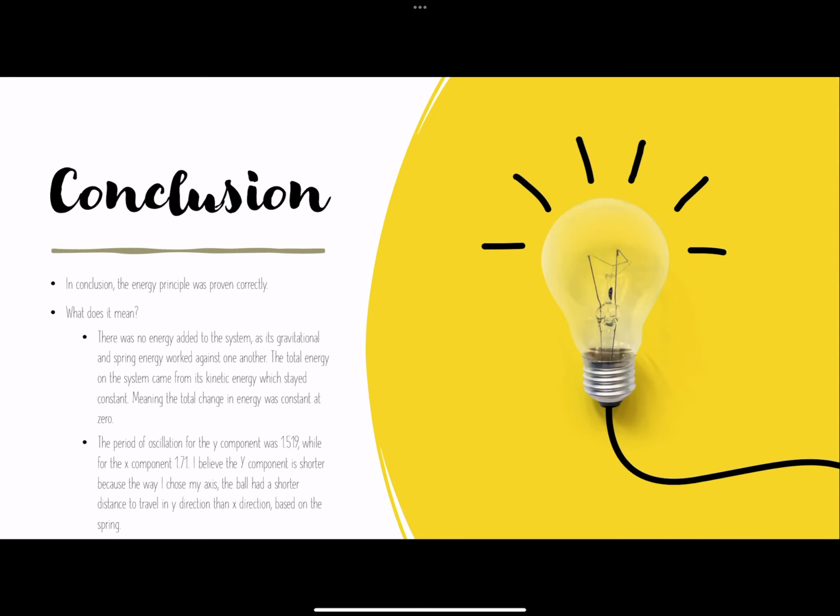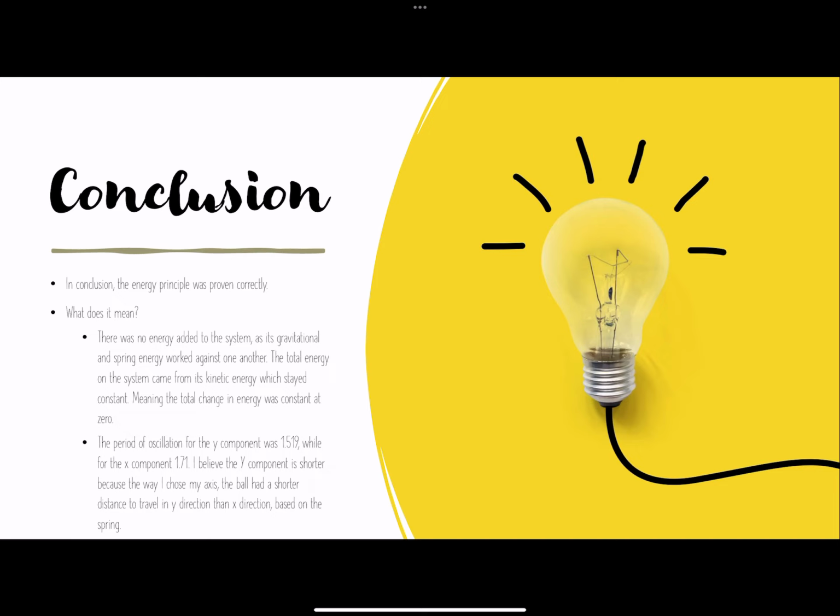In conclusion, the energy principle was proven correctly. What does this mean? There was no energy added to the system, as its gravitational and spring energy worked against one another. The total energy on the system came from its kinetic energy, which stayed constant, meaning the total change in energy was 0.